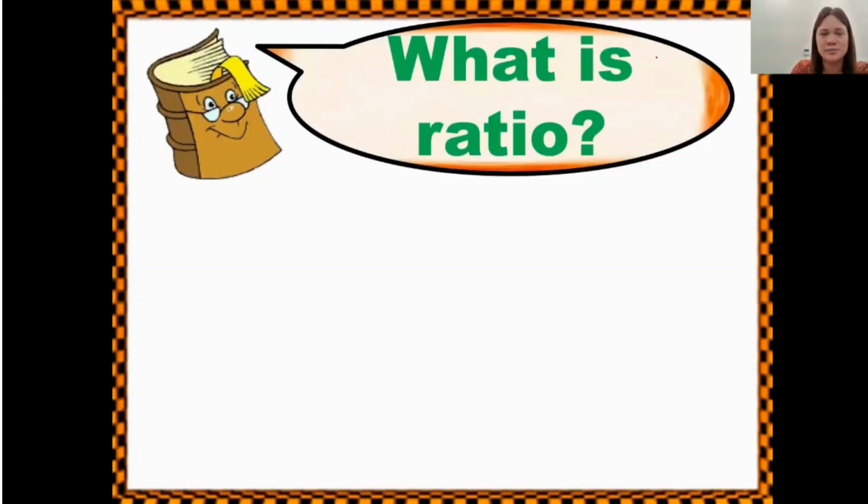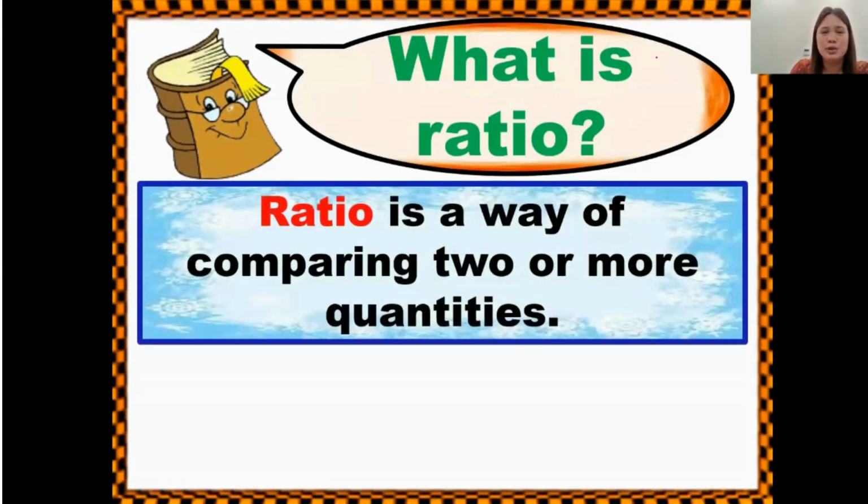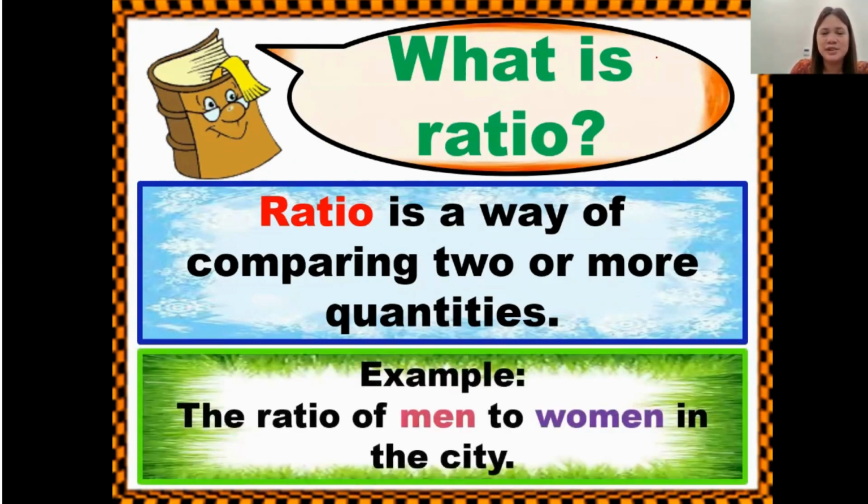What do we mean by ratio? When we compare two or more quantities, two or more numbers, then we are dealing with ratio. So ratio is a way of comparing two or more quantities or numbers. Example, the ratio of men to women in the city, the ratio of boys to girls in the classroom, the ratio of green cards to the number of blue cards in a set of cards. And there are a lot more, of course.